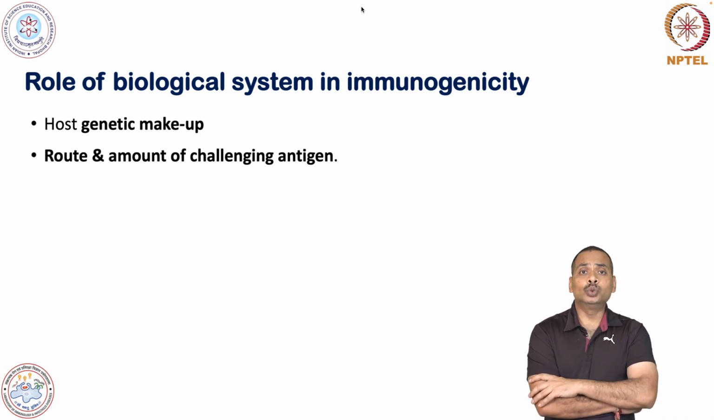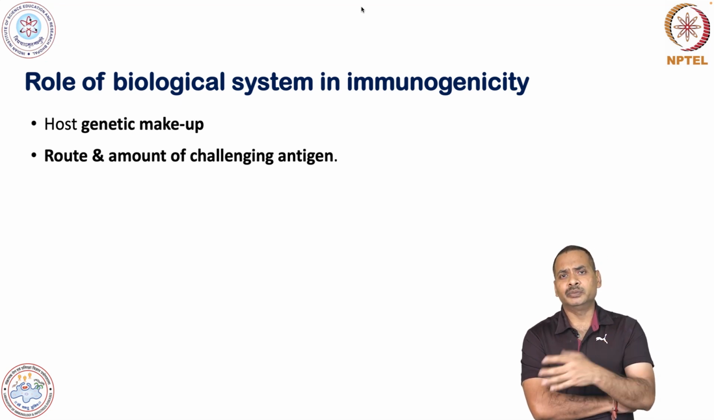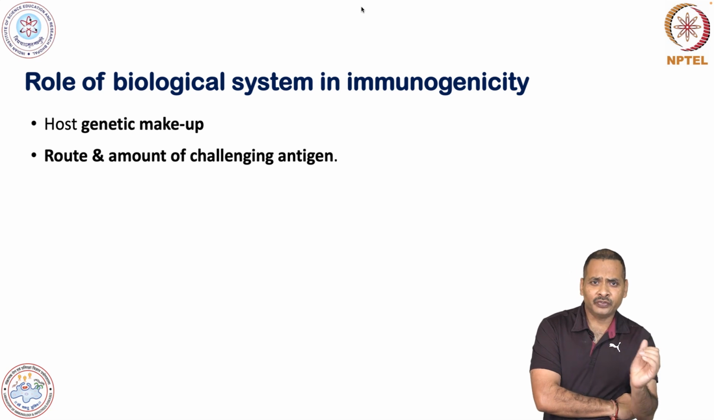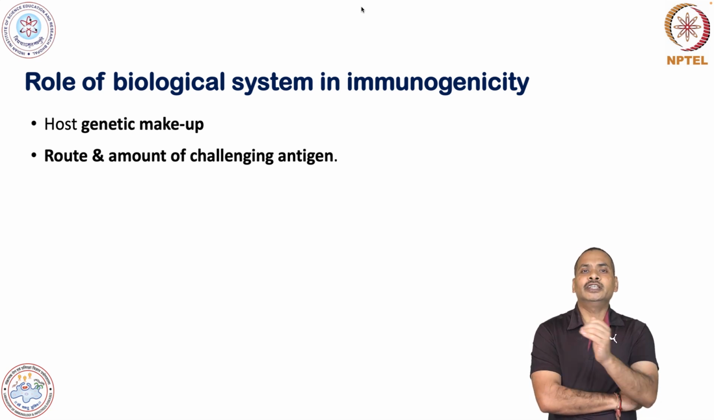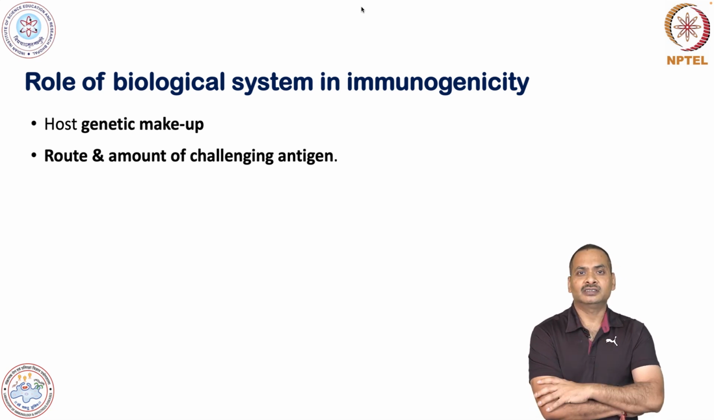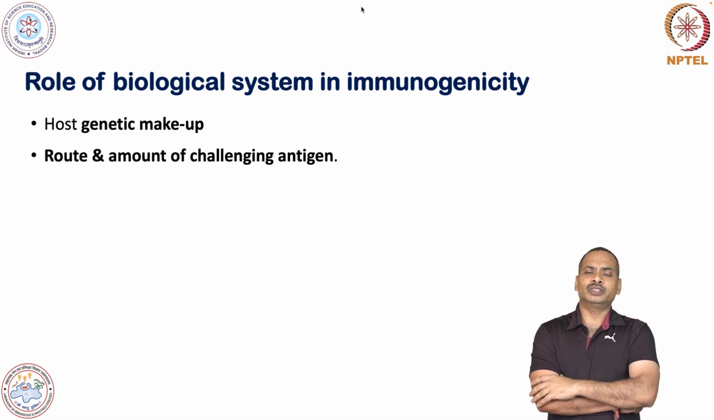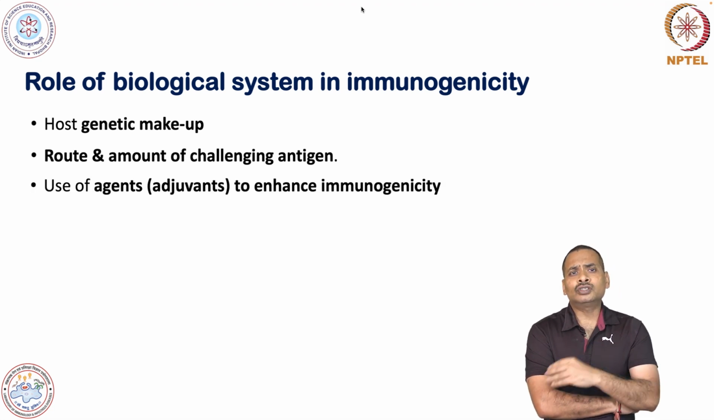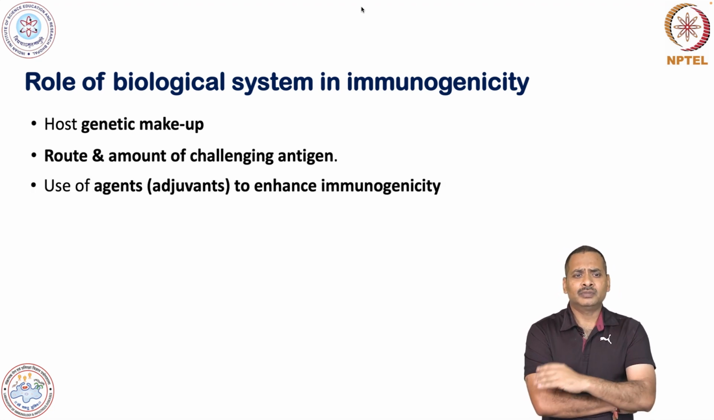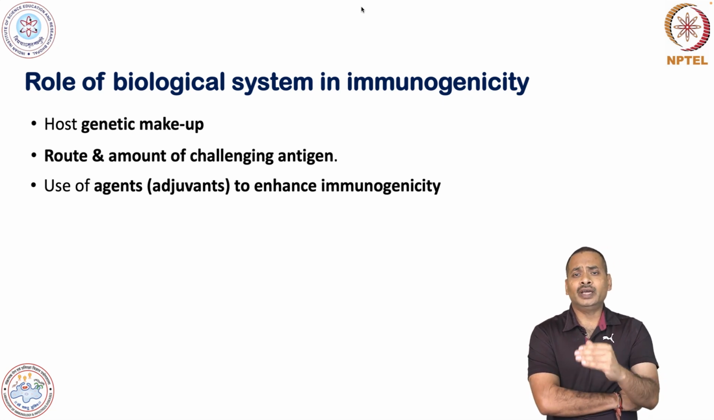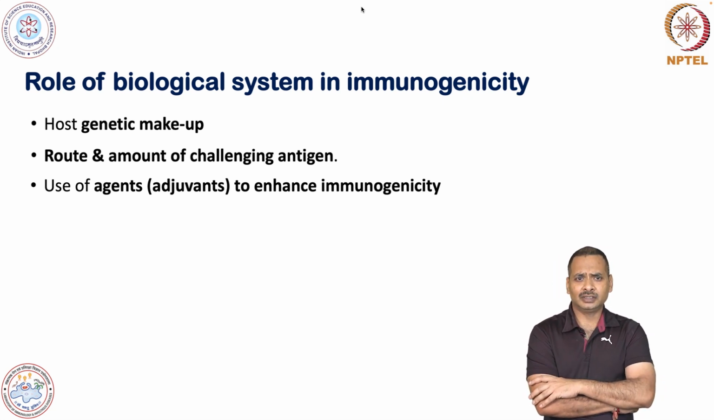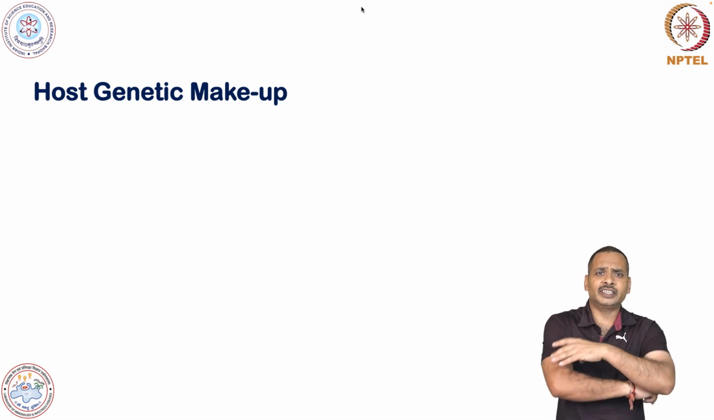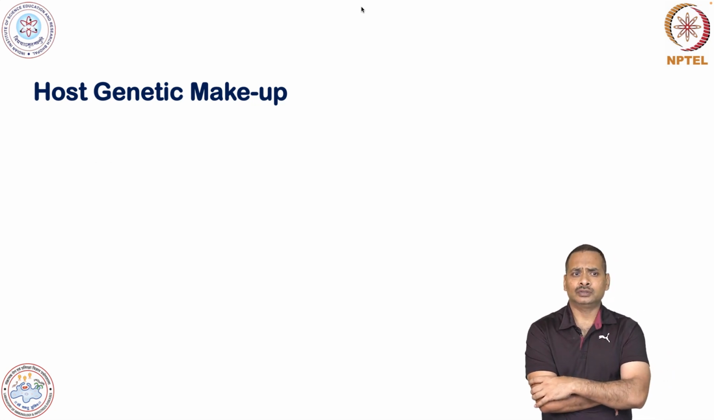Another is the route and amount of the challenging antigen or immunogen, by which route you are introducing this antigen and how much amount. If it is extremely low, then it will not be good. Another is the use of some agent, which we call an adjuvant, to enhance the immunogenicity. Now let us take up each one.